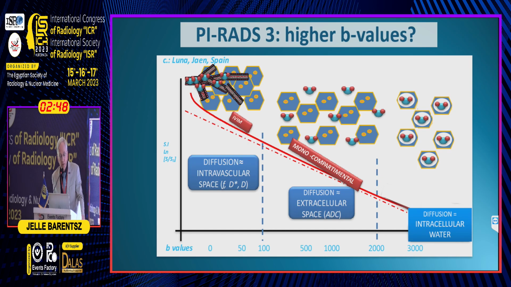Ultra high B value. If you look at the low B value, you look at the vascularity. We are looking with prostate MRI at the B1400 or slightly higher. You look at the water in between the cells, so cell density. However, you also can look at the ultra high B value. There you see the intracellular water diffusion fraction, so the exchange of water in and out of the cells.